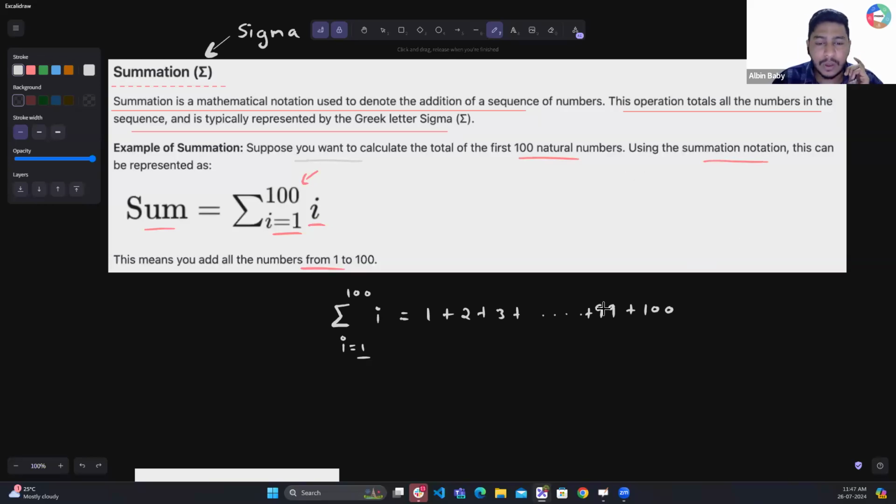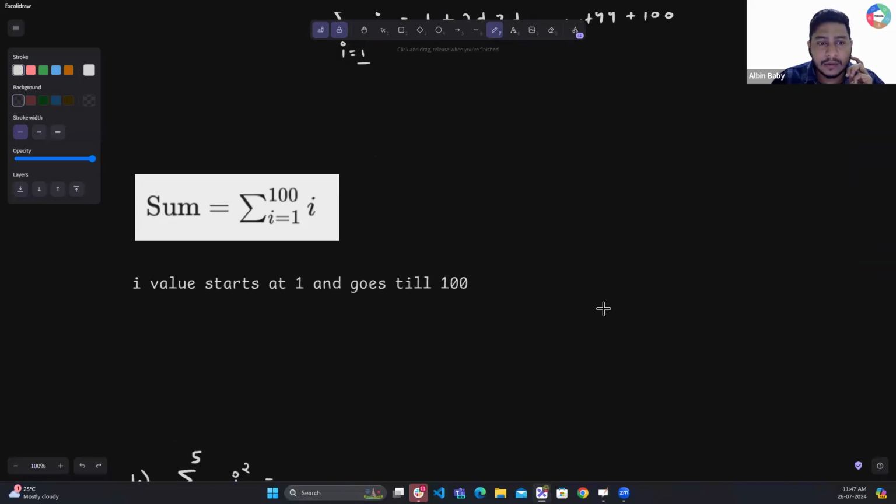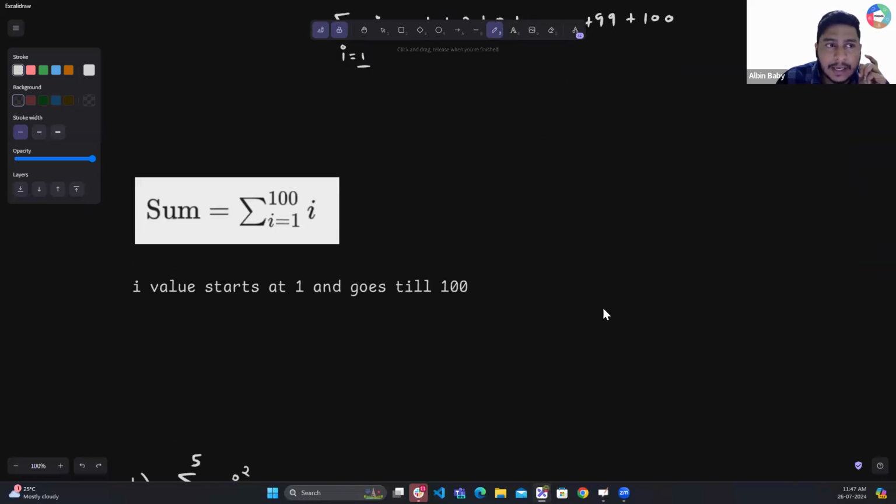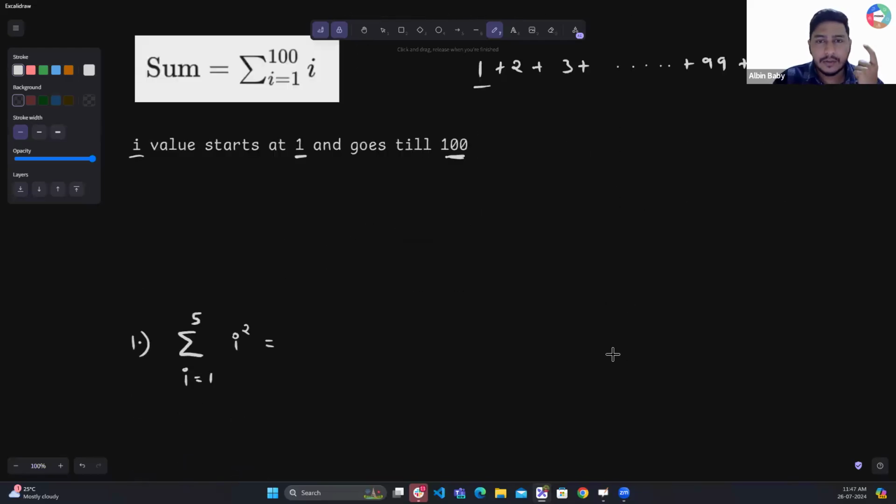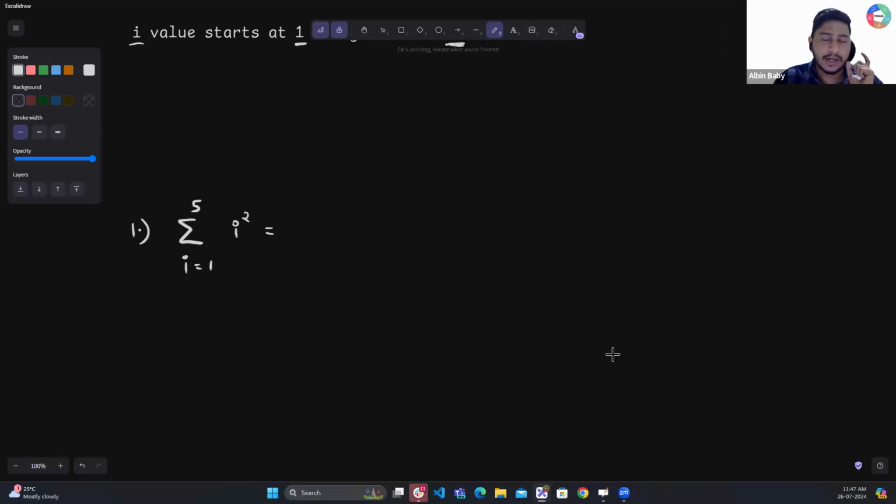All right. Okay. So here, if you see the i value, if I take an example, the i value starts at 1, right? And it goes till 100. So it starts at 1, 1 plus 2 plus 3 plus, and it goes till, at the end, 99 plus 100. So all the values from 1 to 100, including 1 and 100, will be added to calculate the sum, right? Okay, so let's do some problems on this. Let's do some questions, then you'll be able to understand it really quickly.